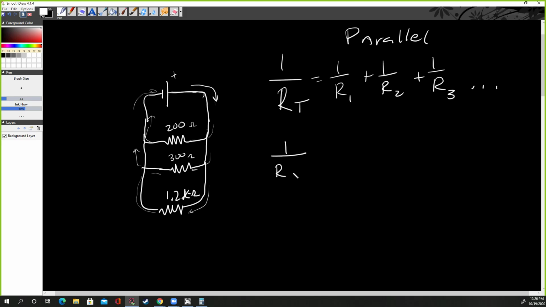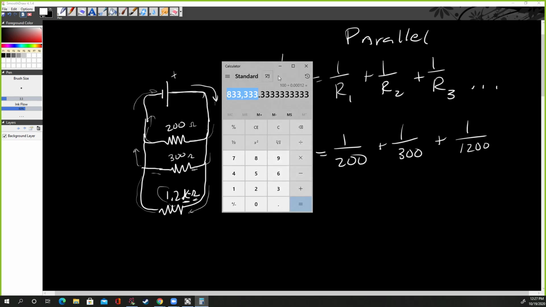Take 1 divided by RT, that's the total resistance we're going to be looking for, and put 1 over 200, that's the first one, plus 1 over, the second one is 300, plus 1 over, don't write 1.2, that's 1.2 thousand ohms, okay? So that's 1,200, and that's it. We only have these 3 resistors. Okay, now let's use the calculator.